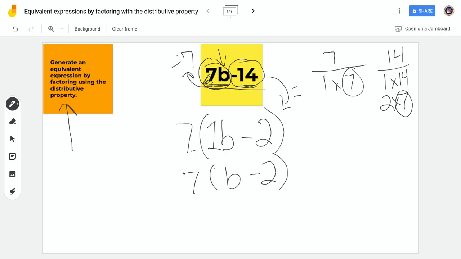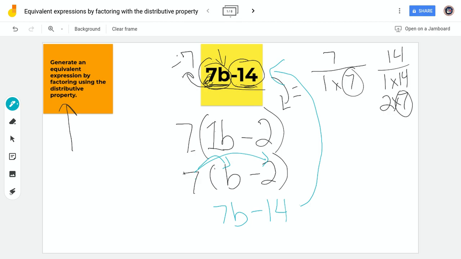Okay? If I want to check it, let's try to distribute this back. 7 times b, I get 7b, minus 7 times 2, 14. What do you know? It's back where we started. There we go. Perfect. Distributive property. We factored out.